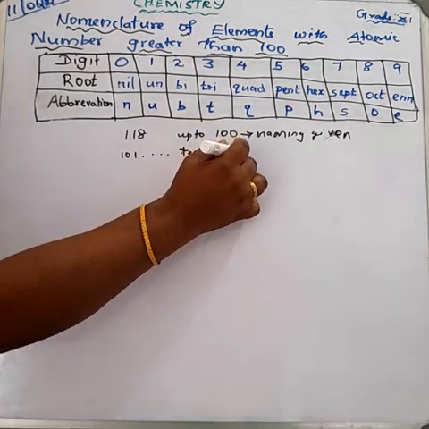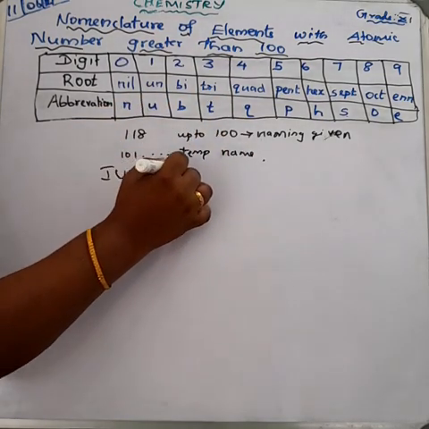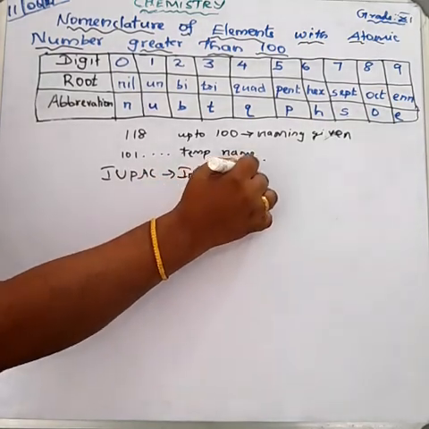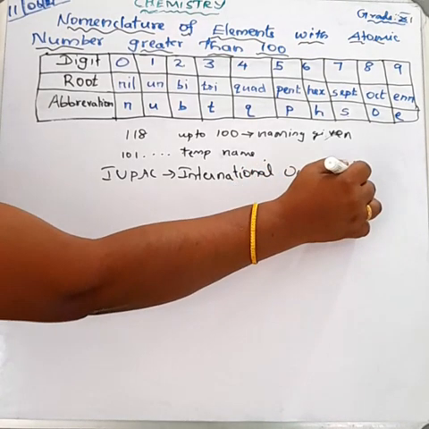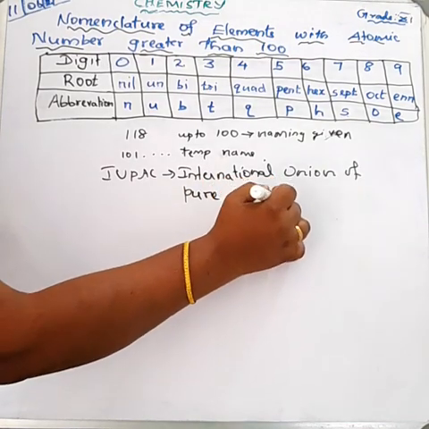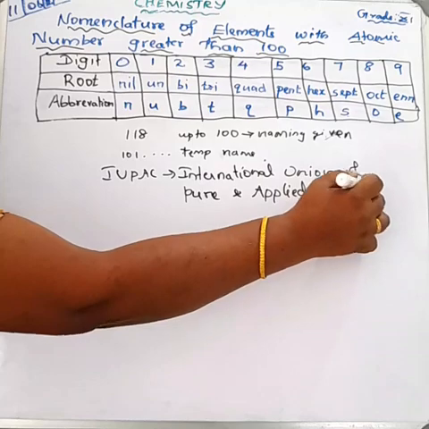What do you mean by IUPAC? International Union of Pure and Applied Chemistry. Usually, when a new element is discovered, the discoverer suggests a name following IUPAC guidelines, which will be approved after a public opinion.